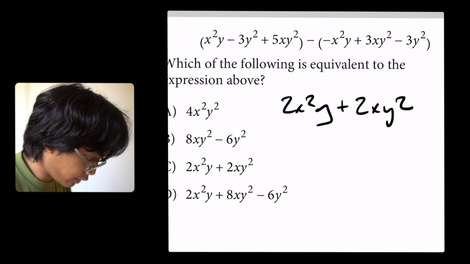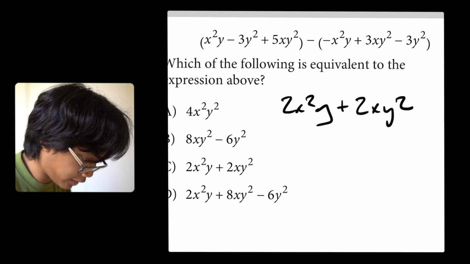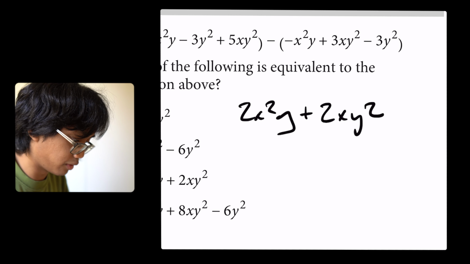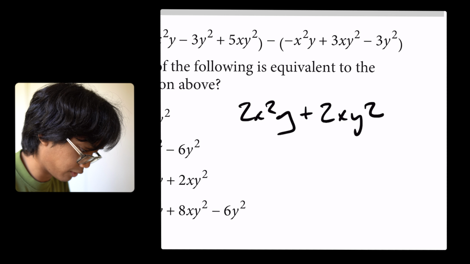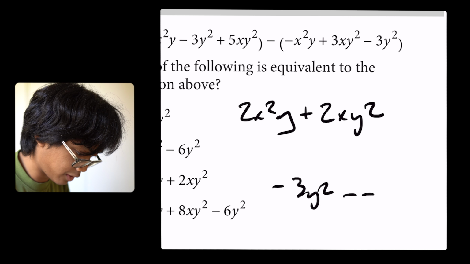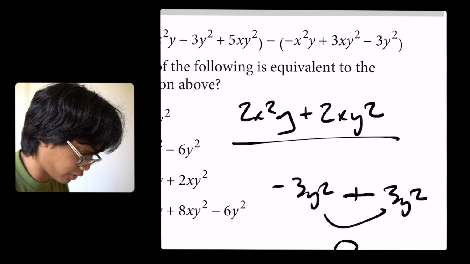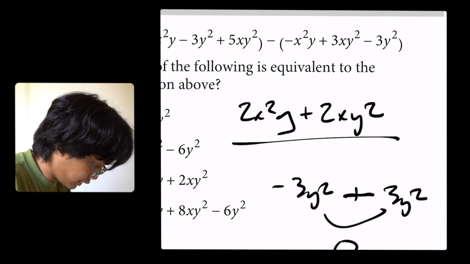And then negative 3y squared minus 3y squared, which is going to be plus 3y squared. So those are going to cancel out, because if you have 3y squared minus 3y squared, that's just going to go to 0. So this is actually your answer, which is C.